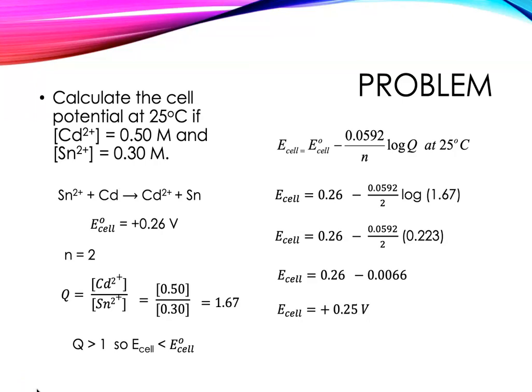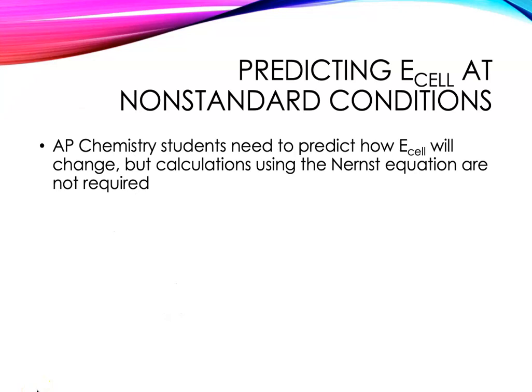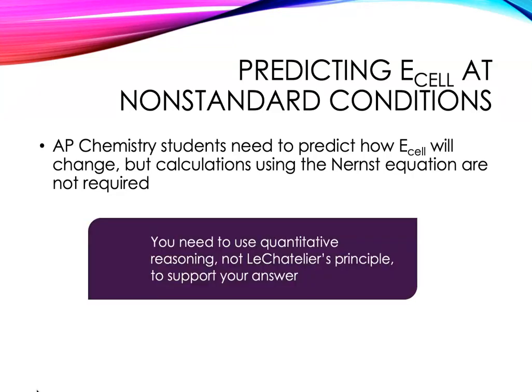Now that's actually consistent with what we had predicted. We had said E cell would be smaller than the standard cell voltage, and it is. It's not a big difference, but it is smaller, and that's what we anticipated. Often we see with these Nernst equation problems that the difference in the cell voltages is pretty small. It's really important that AP Chemistry students are able to predict how E cell will change compared to E naught. Will it be larger? Will it be smaller? Would it be unaffected? But you don't have to do it using the Nernst equation. However, the quantitative reasoning provided by the Nernst equation is your safest bet when these kinds of questions come up. Do not use LeChatelier's principle to support your answer. You risk not getting credit at all.